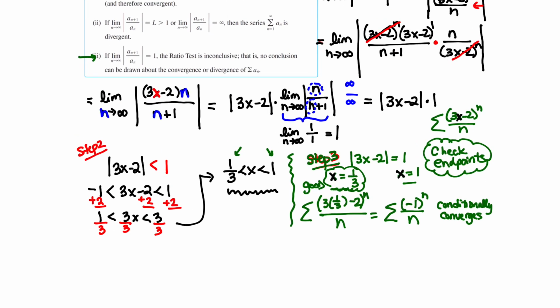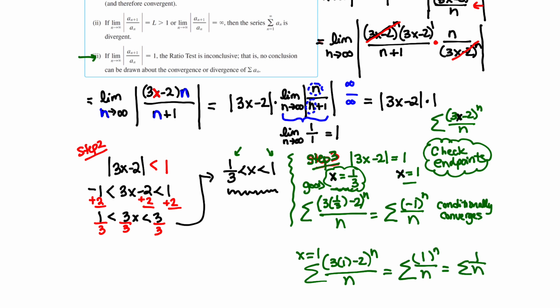How about at x equals 1? So let's test x equals 1. Do the same thing. Put 1 back into that original series in place of x. So we have (3 times 1 minus 2) to the nth power over n. And 3 minus 2 is just 1 to the n, which is just 1 over n. And this guy is the harmonic series that diverges. So that means he's not good.